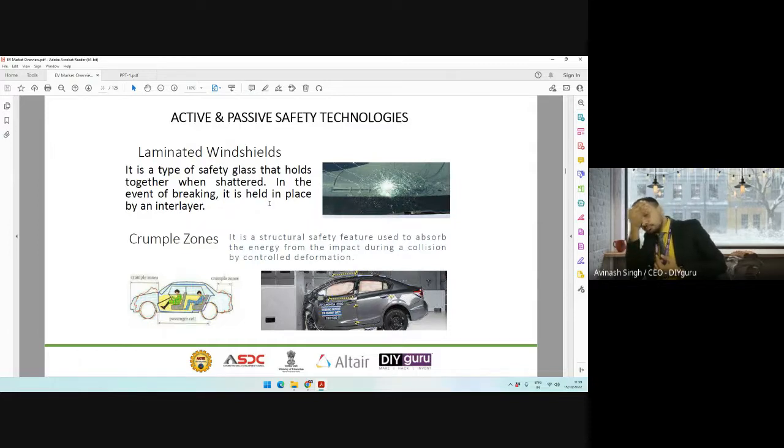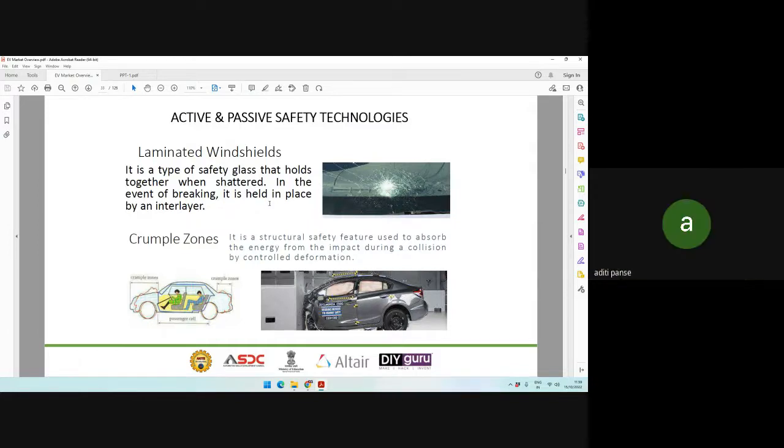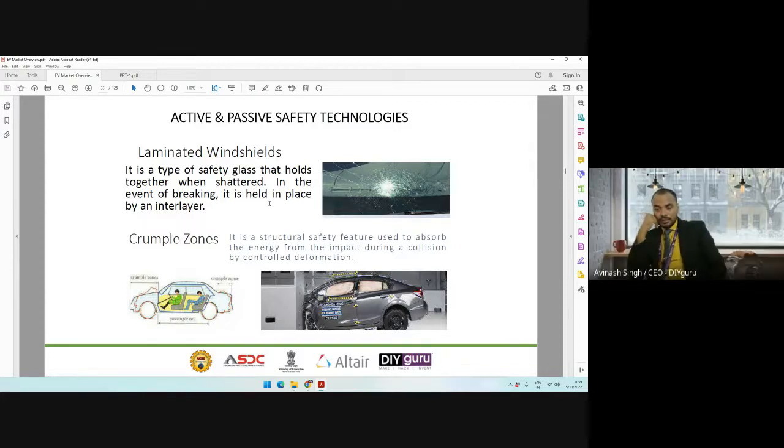Anyone? Sir, it will come in passive. It becomes a passive, right? Because it is not helping you to mitigate the accident. It is coming into the picture once you are having an accident, right? So these two will fall into the passive safety technologies.